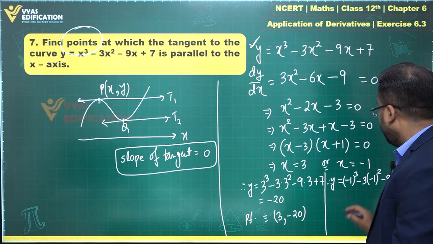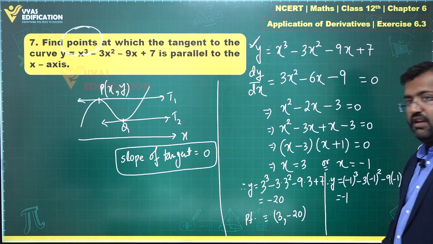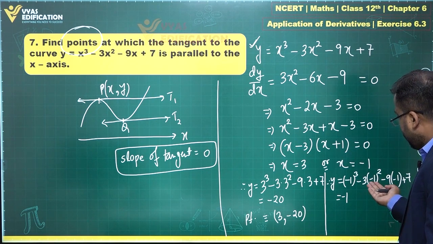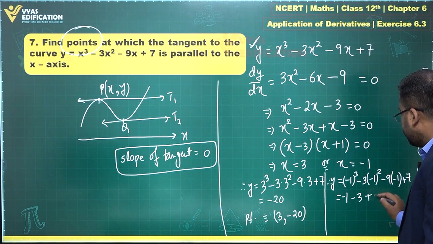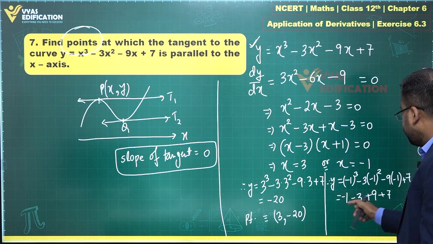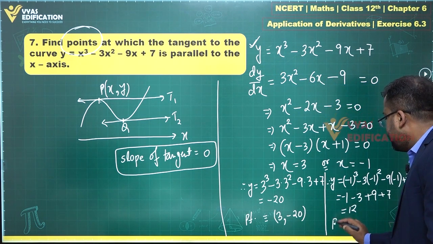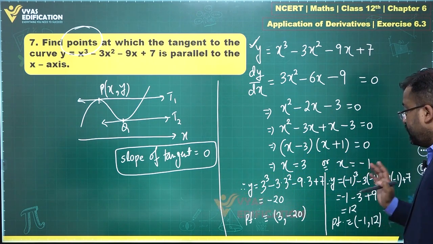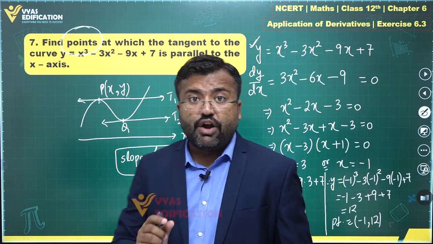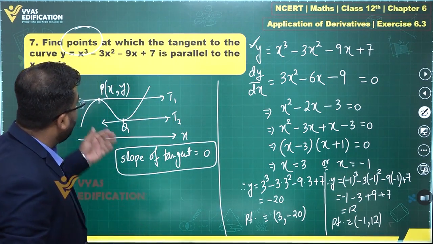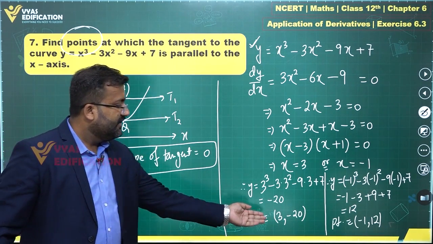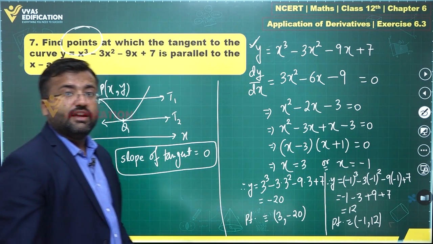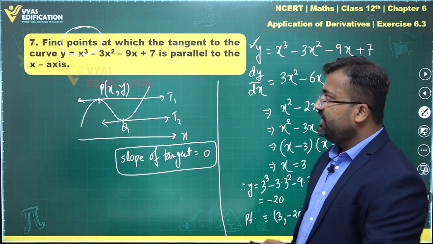And what will this become? This will become minus 1, then plus 1 times minus 3 becomes minus 3, this becomes plus 9 and plus 7. 16 minus 4 is 12. So the point will be (-1, 12). The 2 points at which the tangents are parallel to the x-axis are (3, -20) and (-1, 12), as you can see over here clearly. That's the complete solution of this question.